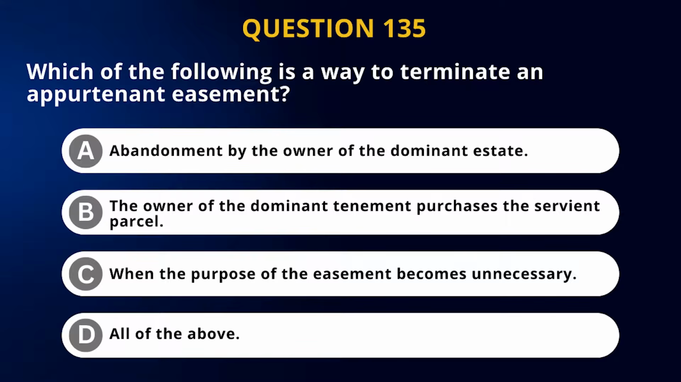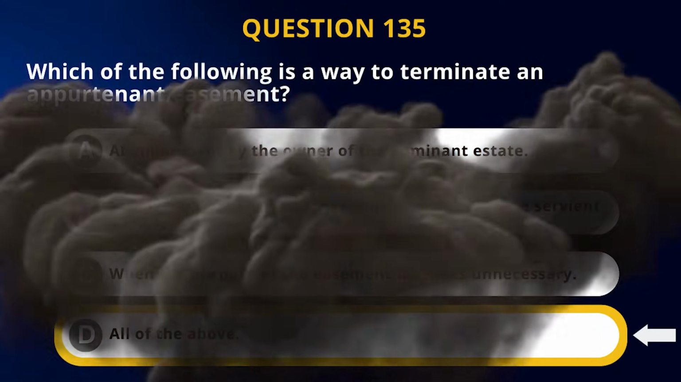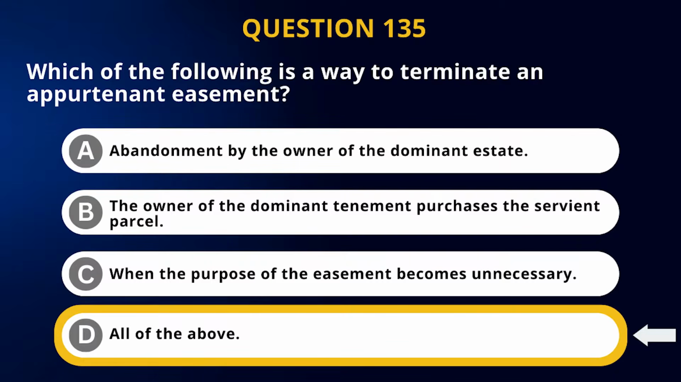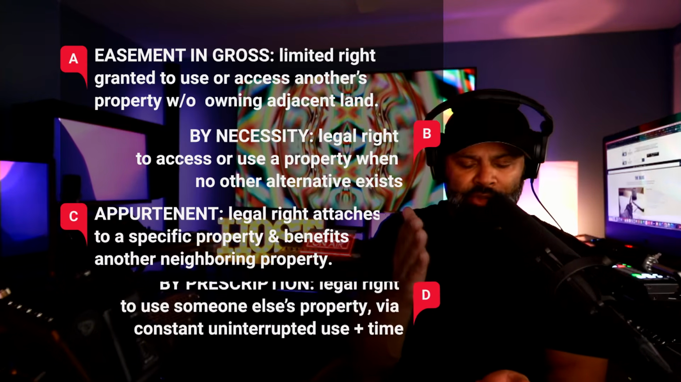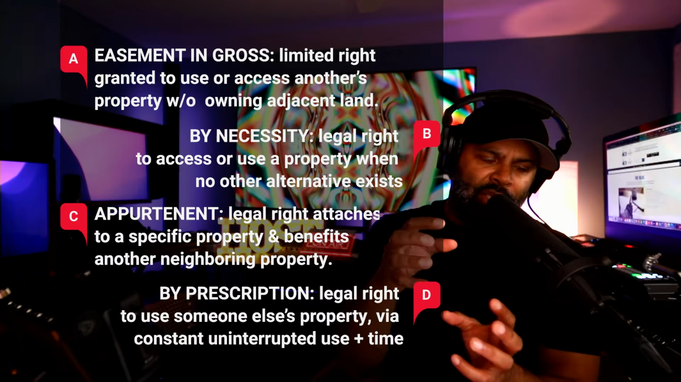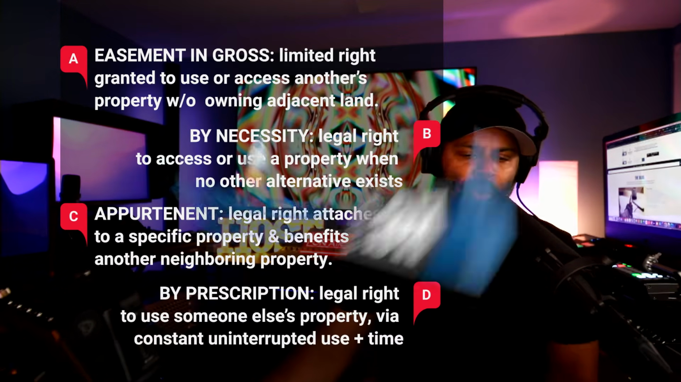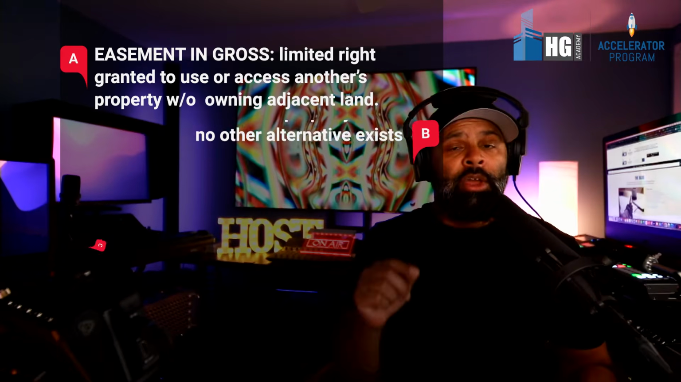And the answer? Letter D, all of the above. Okay, easements are on real estate exams, period. Appurtenant easements, all kinds of easements in gross, servient tenements, dominant tenements. You want to know easements by necessity, prescriptive easements, all of these different types of easements you are going to see. Now, you also need to know how to terminate an easement.